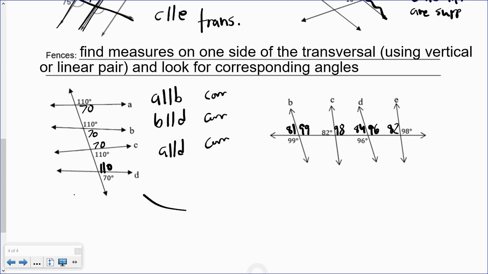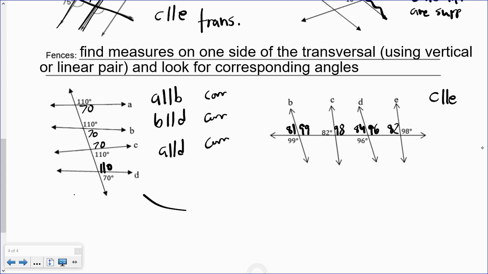Once you have all the angles along the top using linear pair and your vertical angles to shift everything up there, find every angle. Now again, look for your corresponding. C and E. You guys see the matching 98s and the 82s? So what do I know about C and E? Parallel. They're parallel. And the others? See any other matching corresponding angles?